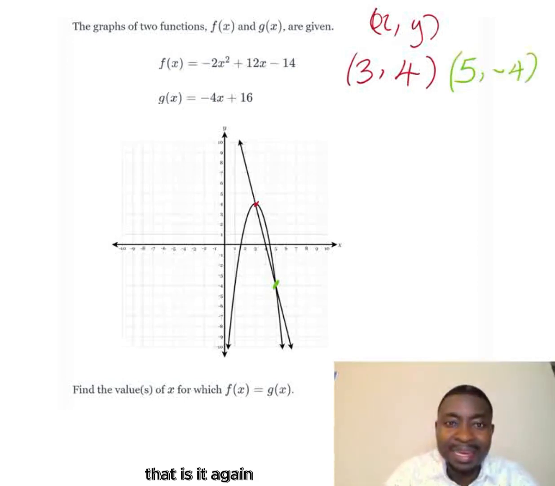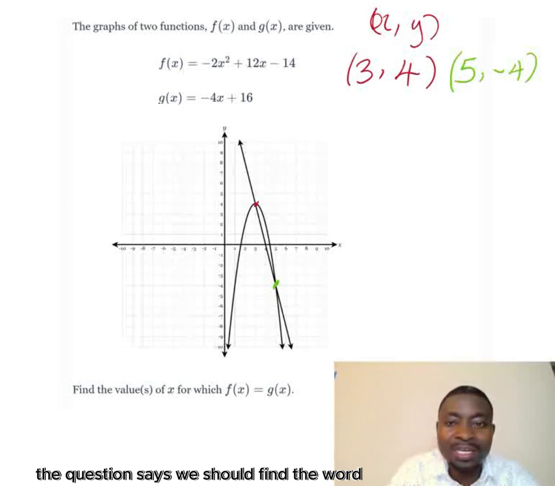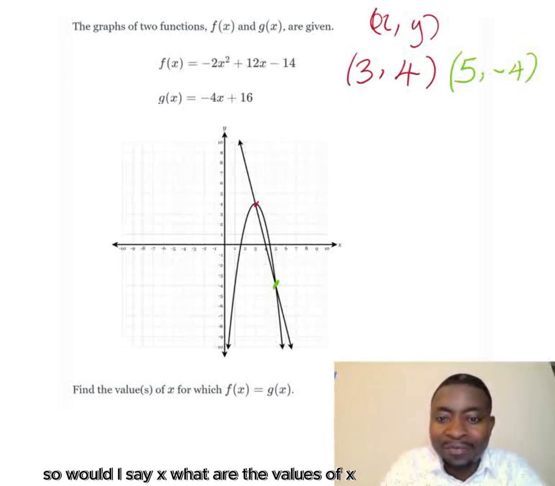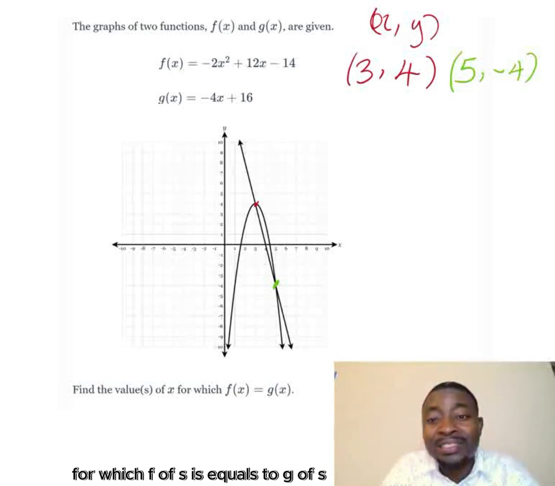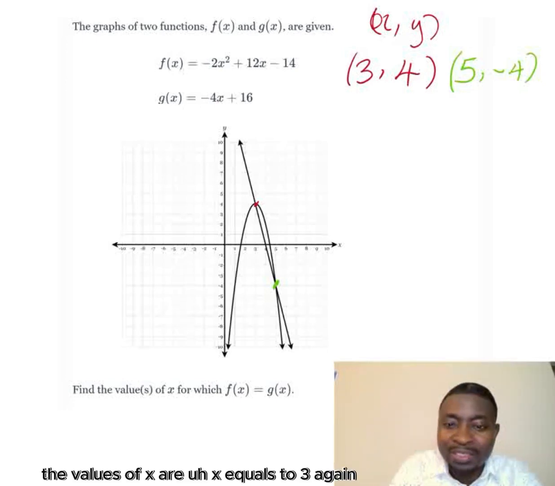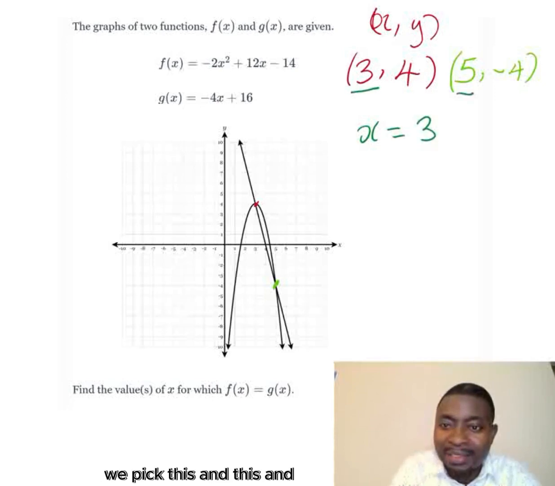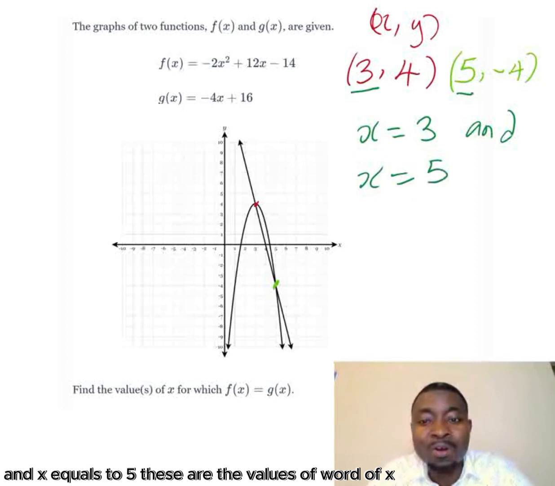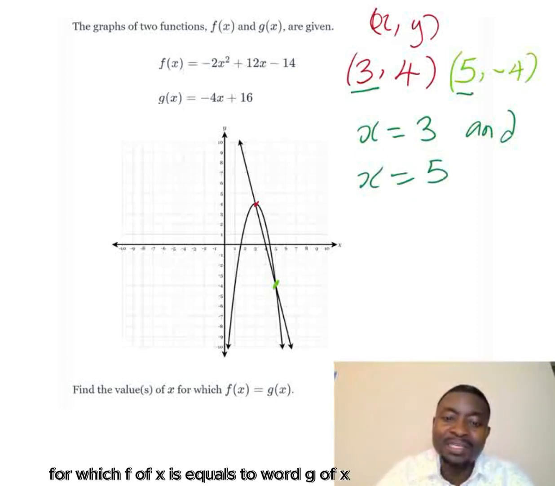That is it. Again, the question says we should find the values of x, right? So what are the values of x for which f of x is equal to g of x? The values of x are x equals 3 and x equals 5. These are the values of x for which f of x is equal to g of x. Not hard, right?